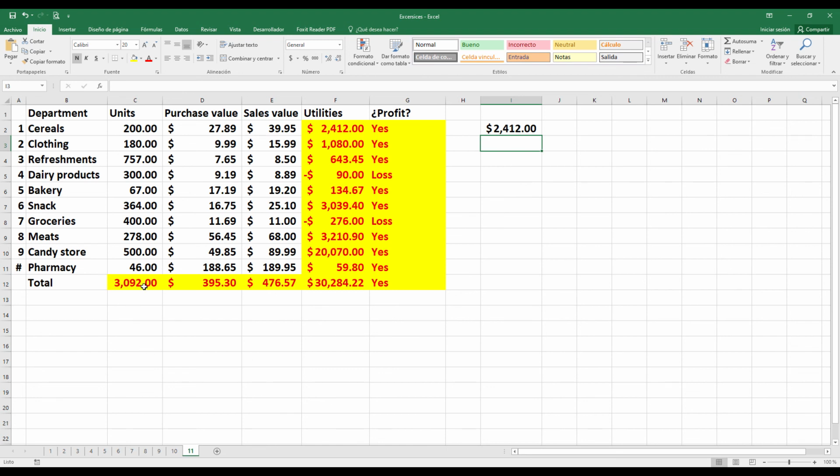Yes, total is adding. Okay, how do you know if you have a profit? If your sales value is greater than the purchase value, or if your utilities are over 0. So in this case you lost because you bought the products at 9 pesos and sold at 8 pesos.